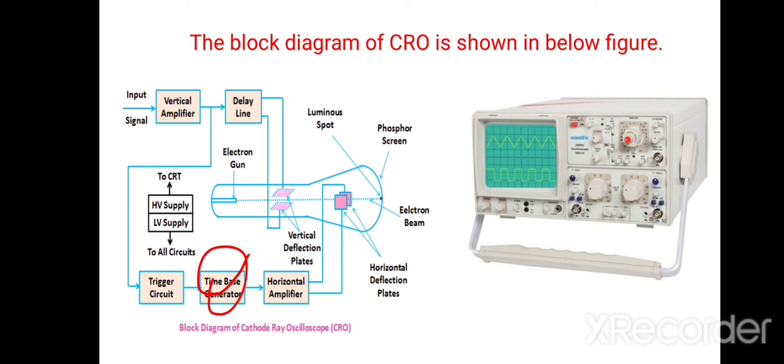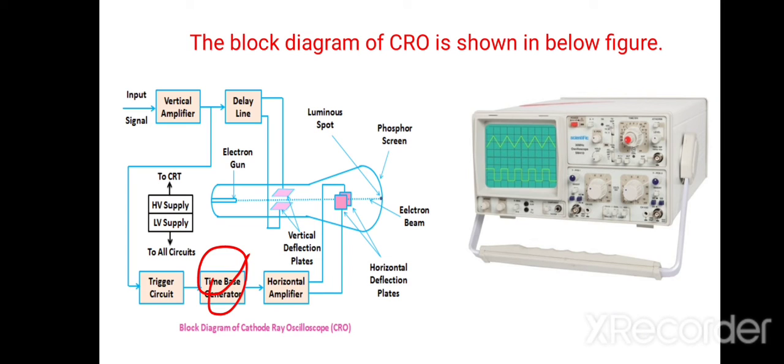The last block is the horizontal amplifier. The strength of the signal available at the output of the time based generator is not sufficient. Thus, before applying it to the horizontal plates, the signal is amplified using the horizontal amplifier.